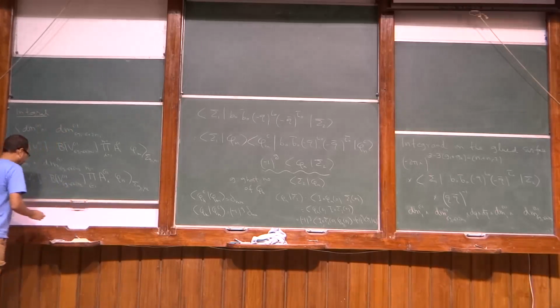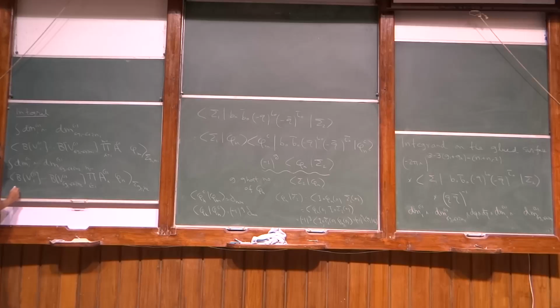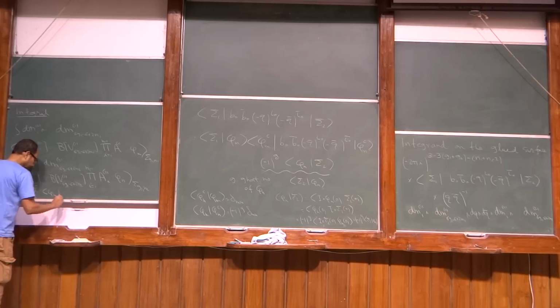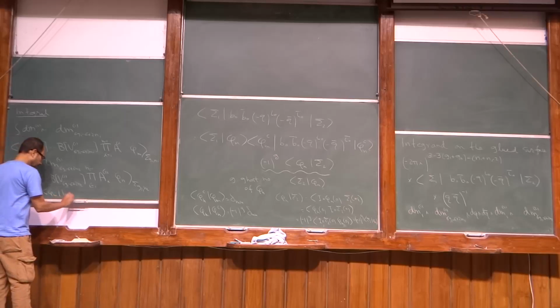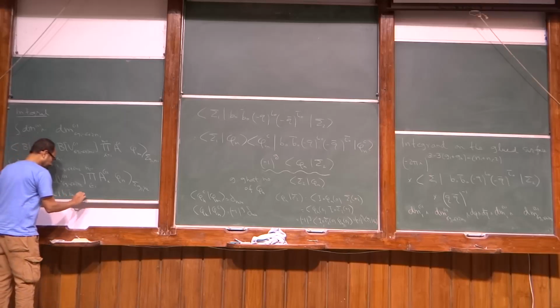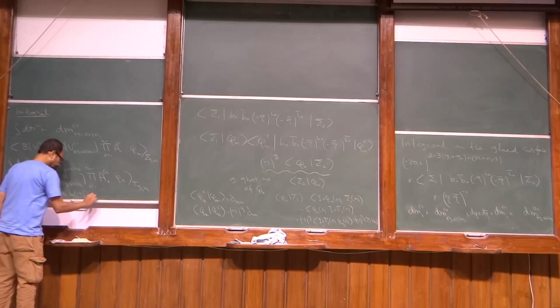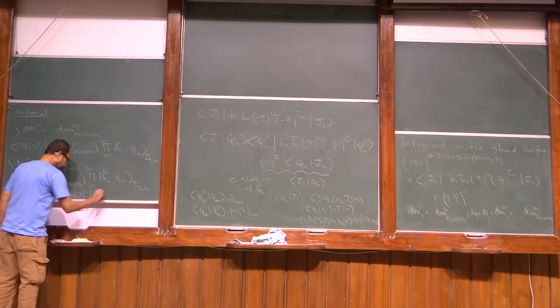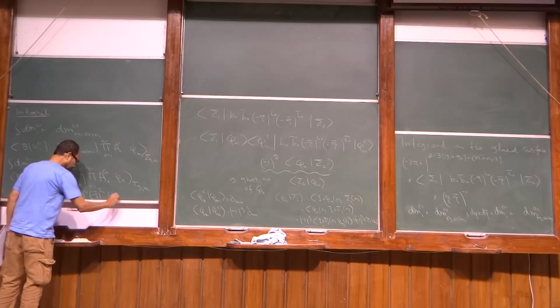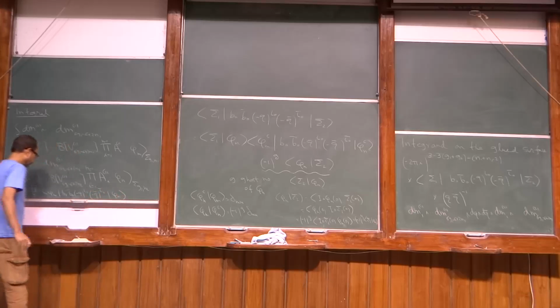Let me write here only. Integral dq over q, dq bar over q bar, with the matrix element involving b0 bar minus q L0 minus q bar L0 bar. Let's see.